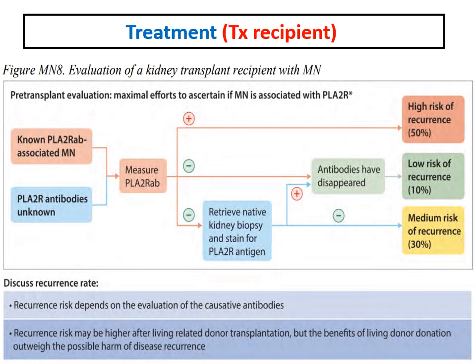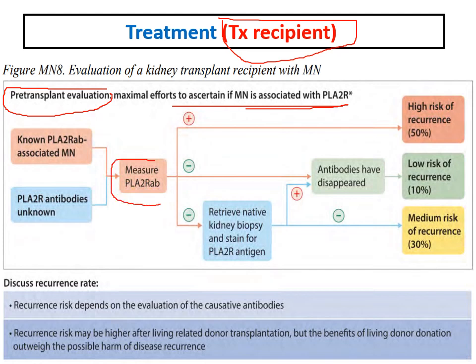What about in transplant recipients? If a patient with membranous nephropathy becomes end stage and wants to have a transplantation, in severe cases of membranous reaching end stage, pre-transplant evaluation is very important. The effort is mainly to search whether this membranous patient is phospholipase A2 receptor associated or not. We should measure the phospholipase A2 receptor assay in this recipient.